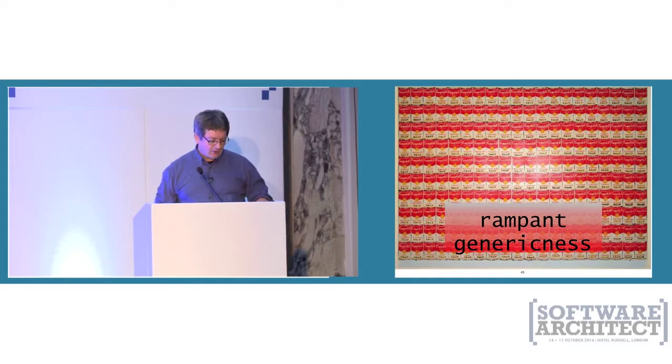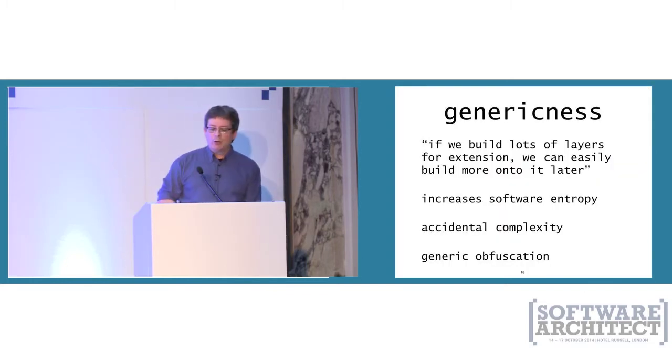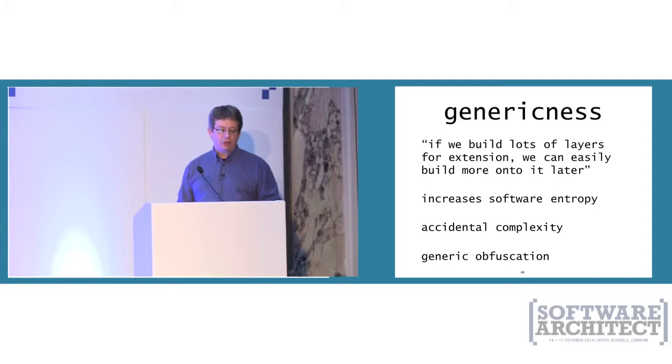The third thing that makes emergent design really difficult is rampant genericness. We have this attitude often architecturally that we want to build lots of layers for extension so we can easily build more into it later, the supposition being that all those extension layers are free, but very often they're not. The problem with this is it increases the complexity of software. Entropy is a mathematical measure of complexity, and if you're adding features into your code that you know you don't need yet, then you're adding complexity early, and it is by definition accidental complexity because you're not using it yet. What it ends up doing is making your code base much, much harder to understand.